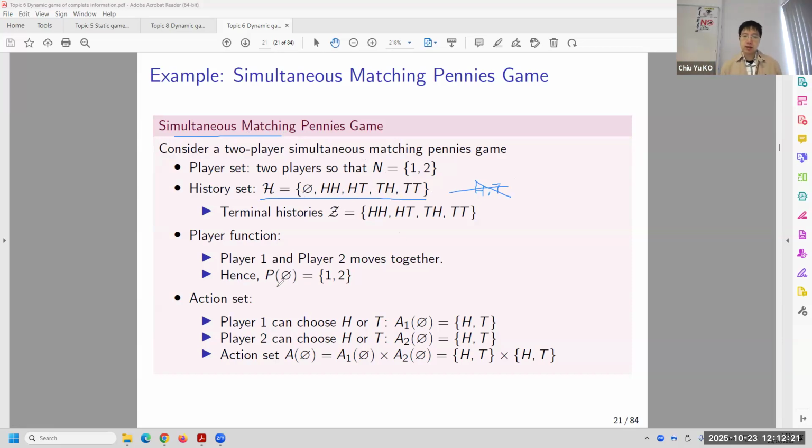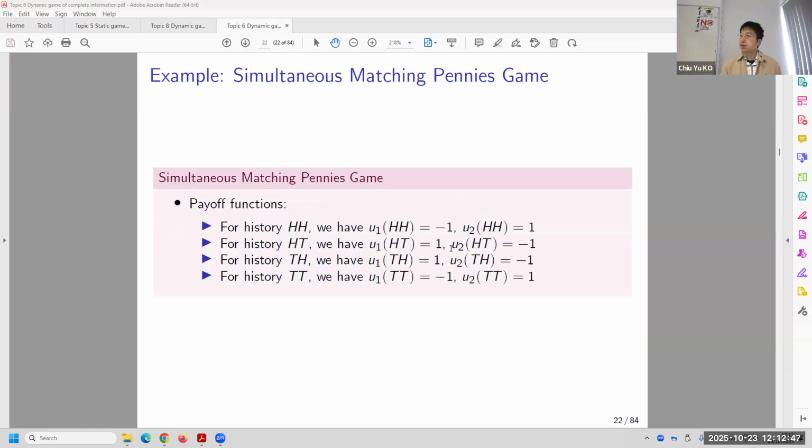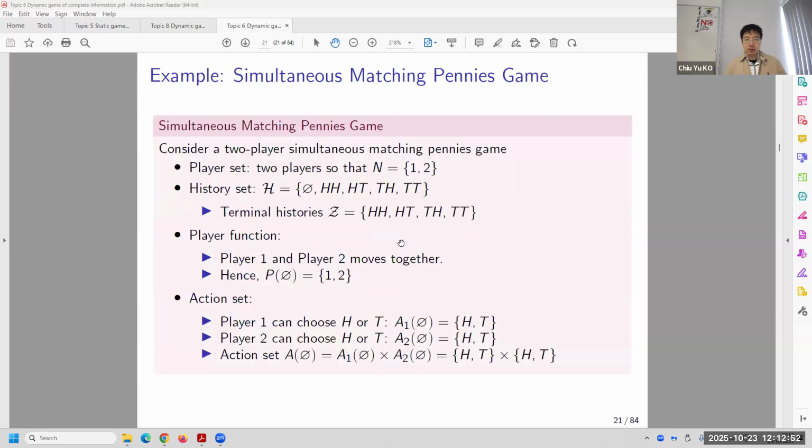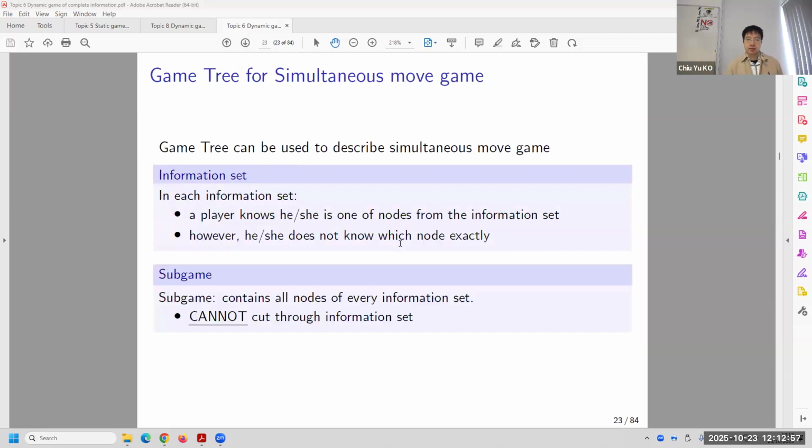The player function will be mapping from the empty history to 1 and 2, because the other histories are terminal, right? So the player function is only defined on non-terminal ones. The action set is just what they can do, right? But you take the product of them, so there are actions like this. And the payoff is just the same as before. So this is easy when there's only one stage, but with more than one stage, it's a bit more complicated.